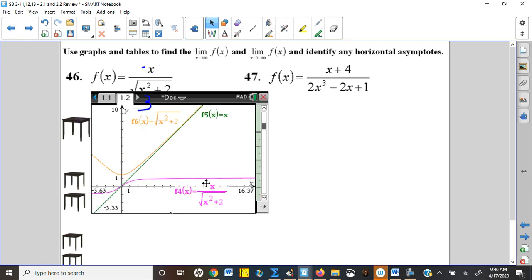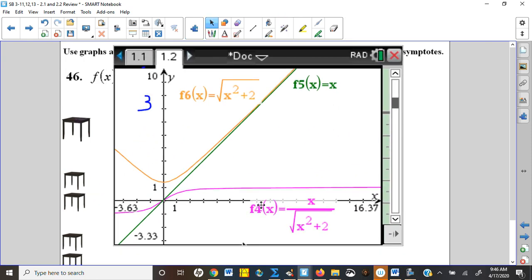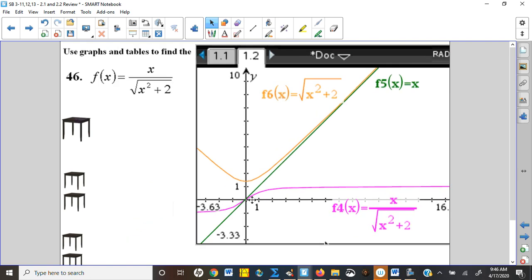And this is what the graph looks like right here. And you can see that we do have a horizontal asymptote of +1 as we move to positive infinity. And look at this tail right here as we move to negative infinity, going to -1. So we have two different horizontal asymptotes depending on the direction that we're moving in.